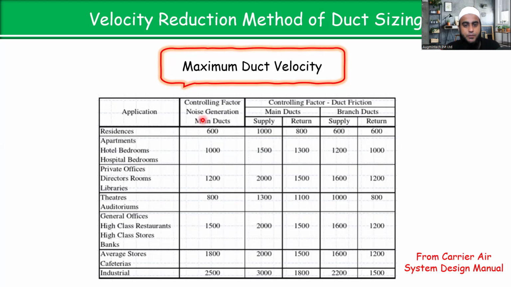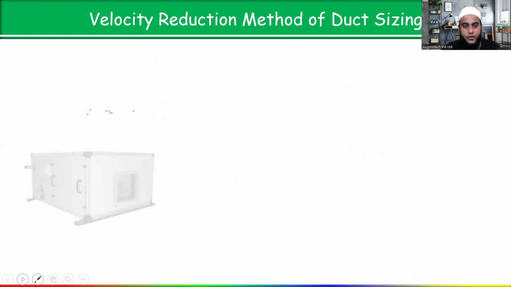First, let me know, is all of you clear on this? This table, as I told you, we have taken from the Carrier Air System Design Manual. Here the velocity range is given. This is clear? Understood, all of you? Okay. Now let's take an example. All of you try to understand.